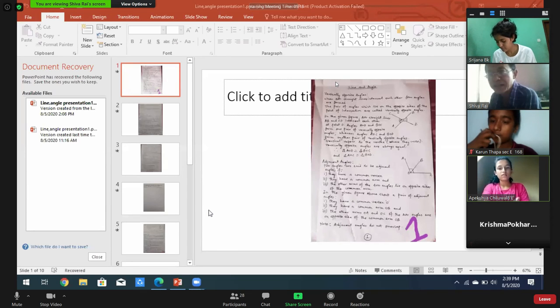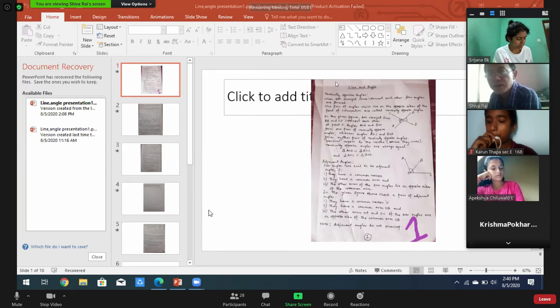x degree plus 60 degree equal to 180 degree, because they are a linear pair. So x degree plus 60 degree equal to 180 degree. From that, in another step, y degree equal to 180 minus 60 degree equal to 120.